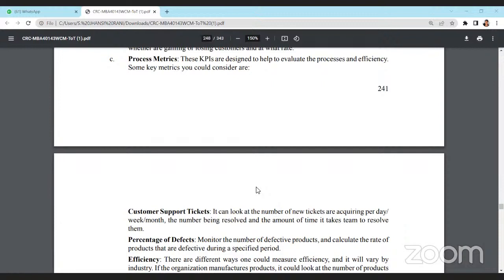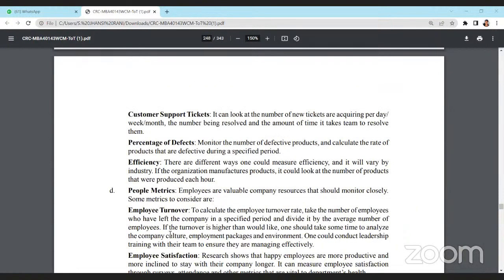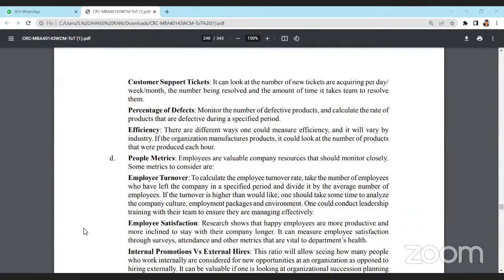Next, efficiency. When we talk about efficiency, there are different ways one could measure it, and it will vary by industry. If the organization manufactures products, it could look at the number of products produced each hour. That is process. Now we talk about people metrics.